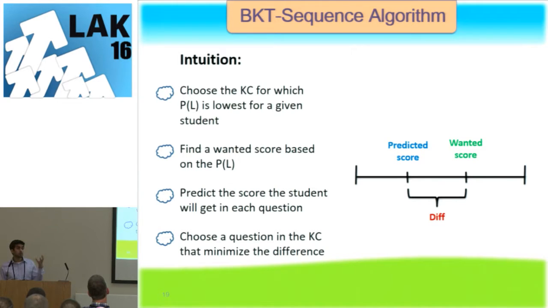Then once we have that skill that we want to practice, we want to find a wanted score. The wanted score is composed from the probability of being in a learned state for that student in that skill. Then we go through all the questions in that skill and predict the score that the student will get for each question, and compare the prediction against the wanted score. We choose the question that minimizes the difference between the wanted score and the prediction. The prediction is done by the BKT equation to predict the correct value. So that's the main intuition behind that algorithm.